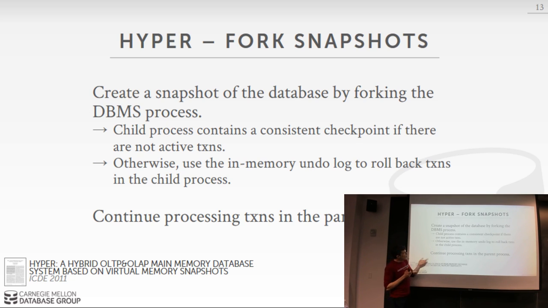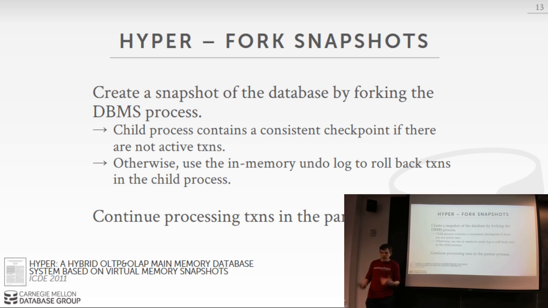So what they did, which I think was really clever, they basically figured out, oh, well, if we fork the process, now we have a somewhat consistent snapshot of the database. There may have been active transactions running when you did the fork, so they had to go look in the in-memory undo logs for those transactions, which are now technically aborted on the child process, roll back their changes, and now they have a consistent snapshot. And they can then run the analytical queries that they want on the child process, or they could have the checkpoint thread scan through and write everything out.